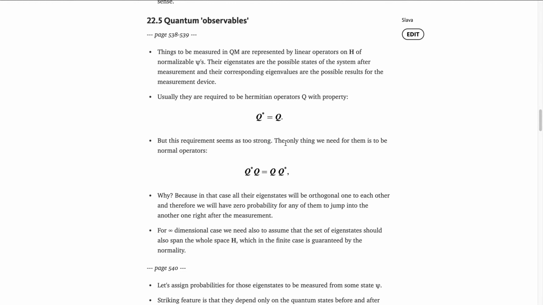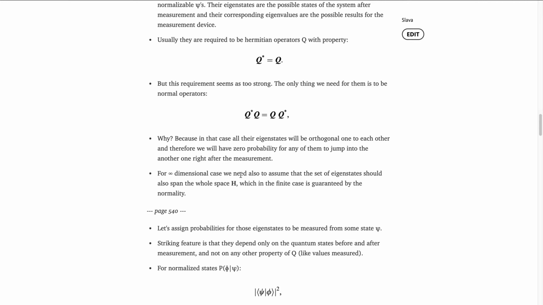And the only thing which is crucial here and which we need from them is to be normal operators, and normal operators are defined by this equality, Q star Q equals Q Q star. And if you ask why, because in that case all their eigenstates will be orthogonal to each other, and therefore we will have zero probability for any of them to jump into one another right after the measurement.